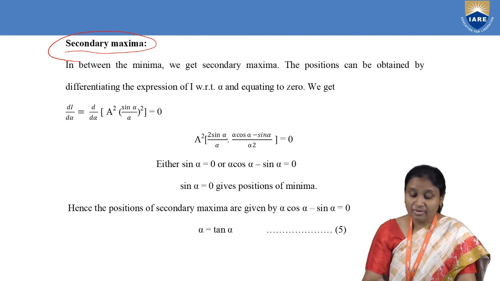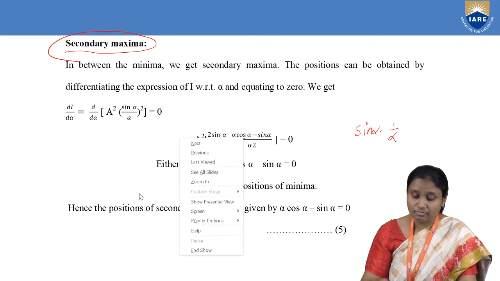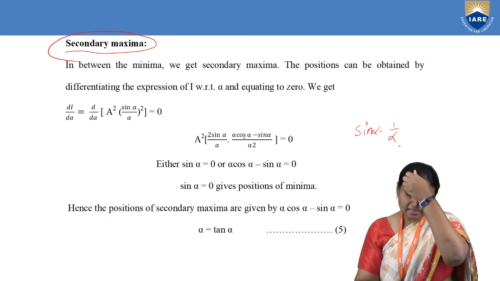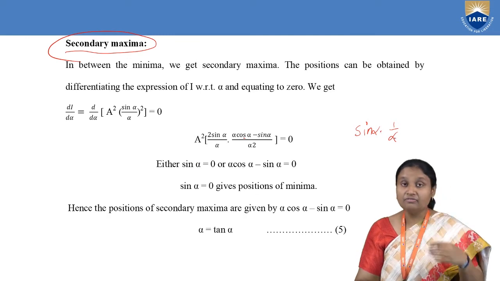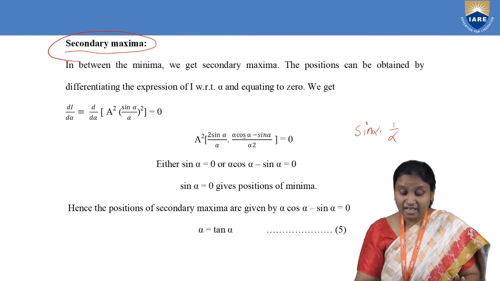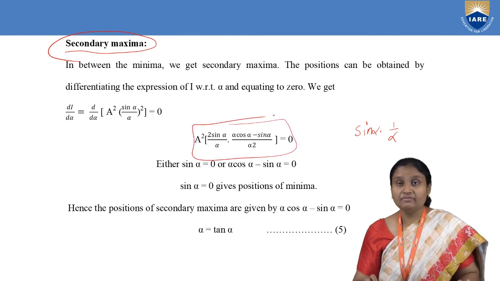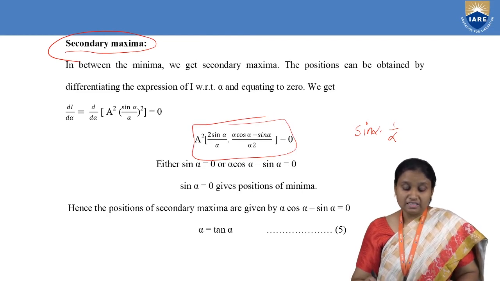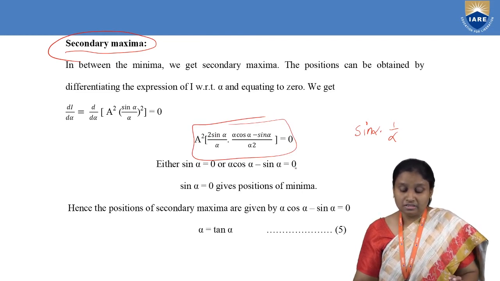Now sin alpha by alpha, if I take sin alpha into 1 by alpha as 2 terms. So first sin alpha gives rise to cos alpha, cos alpha into 1 by alpha, and then sin alpha will be as it is, and 1 by alpha will give rise to minus 1 by alpha square. And if I simplify, I end up having this. Okay. So now what we can see here is there are many parameters that could be equal to 0.